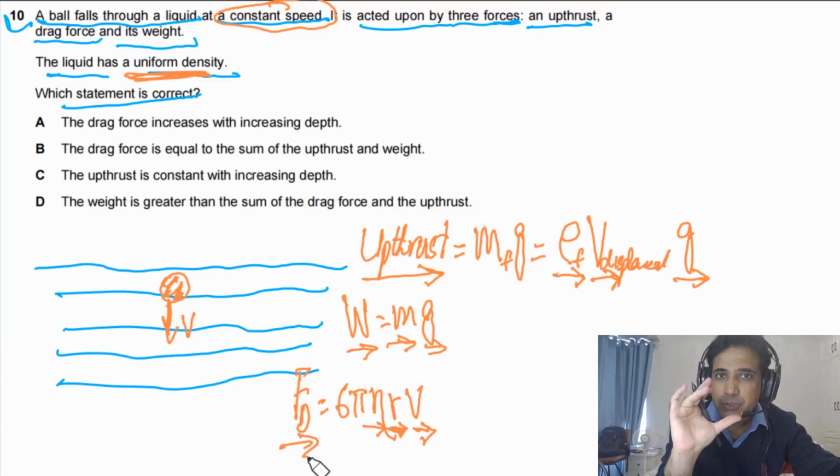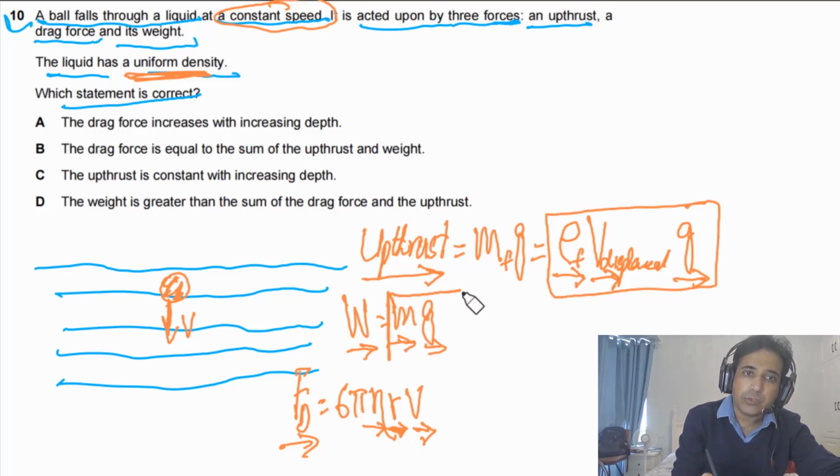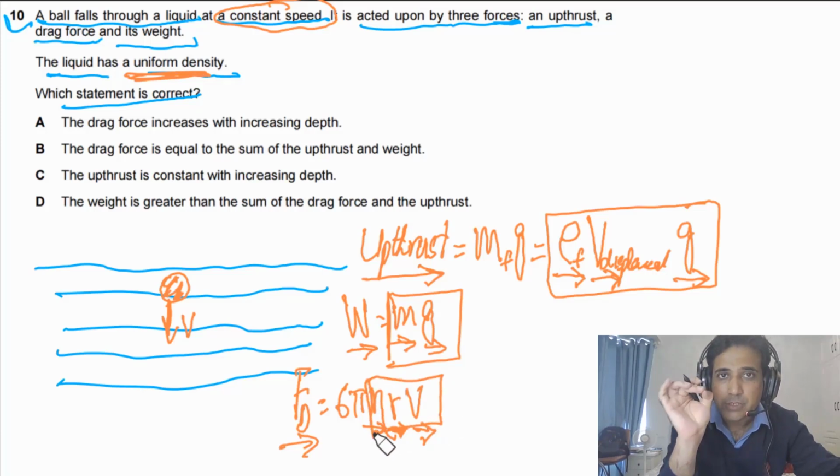So these three forces are very important. You need to understand when these forces will stay constant and when they will change. Every year there will be a question about this, so these formulae are important. If these quantities are constant, it means upthrust is constant. If these quantities are constant, it means weight is constant. And if these quantities are constant, it means drag force is constant. So this is the main concept.